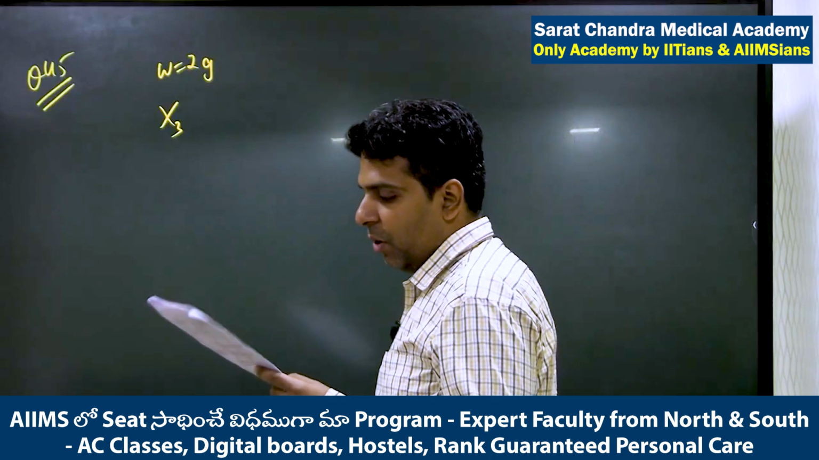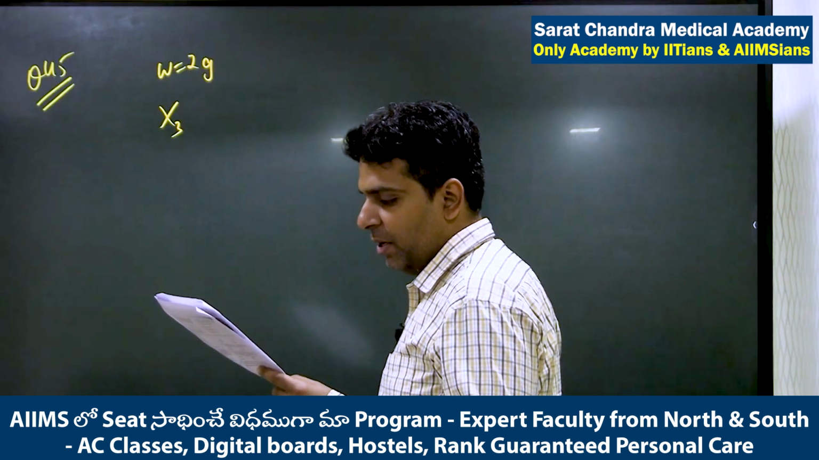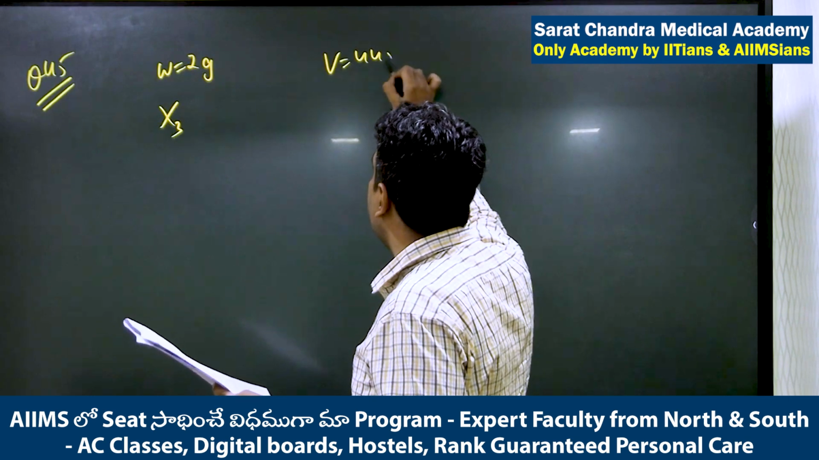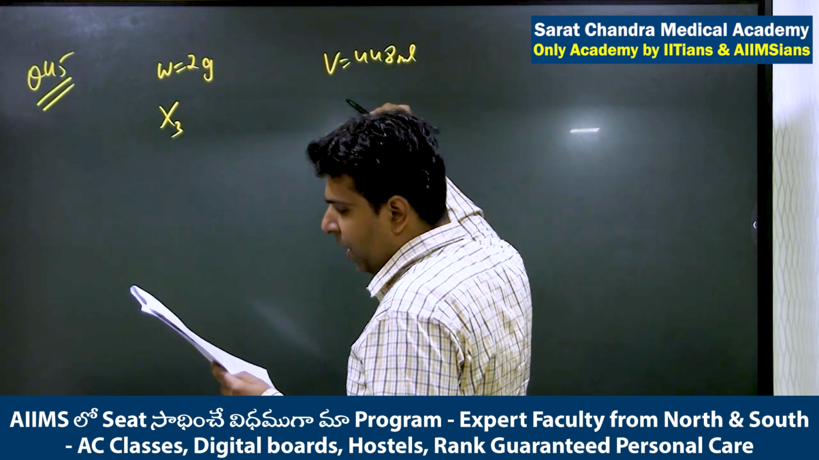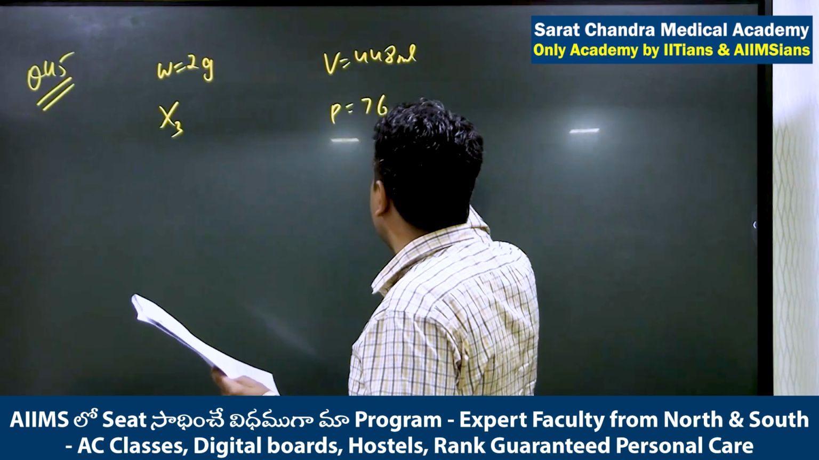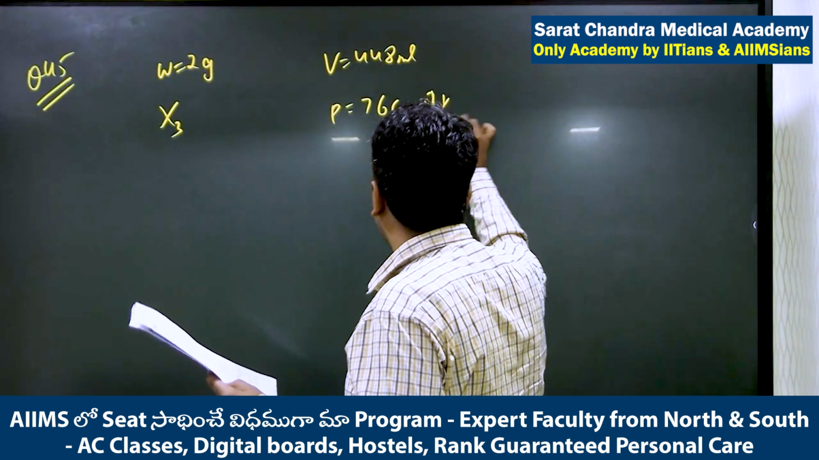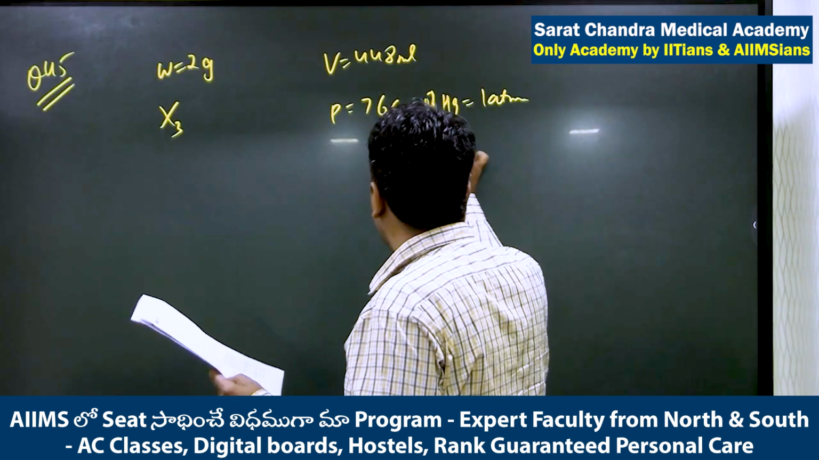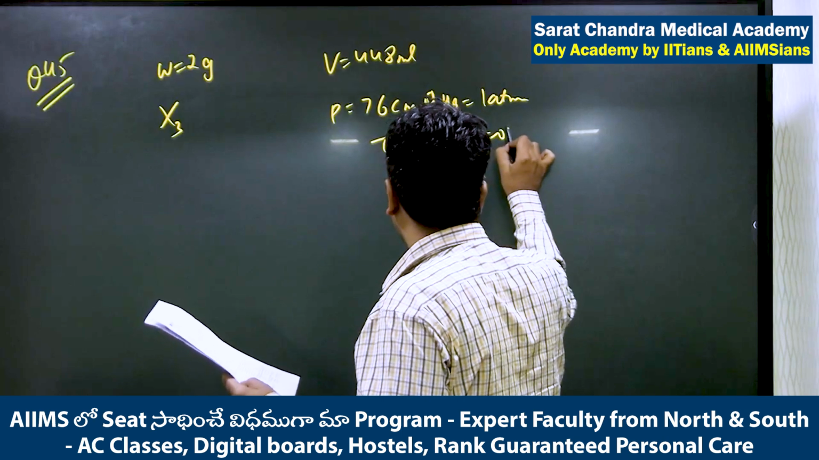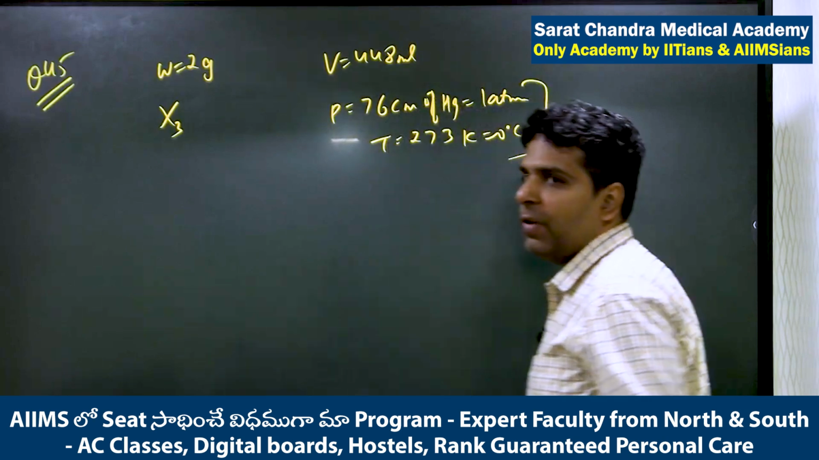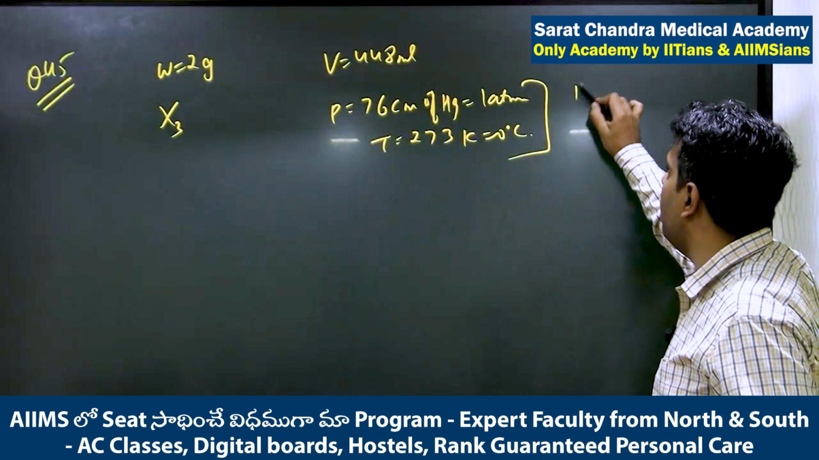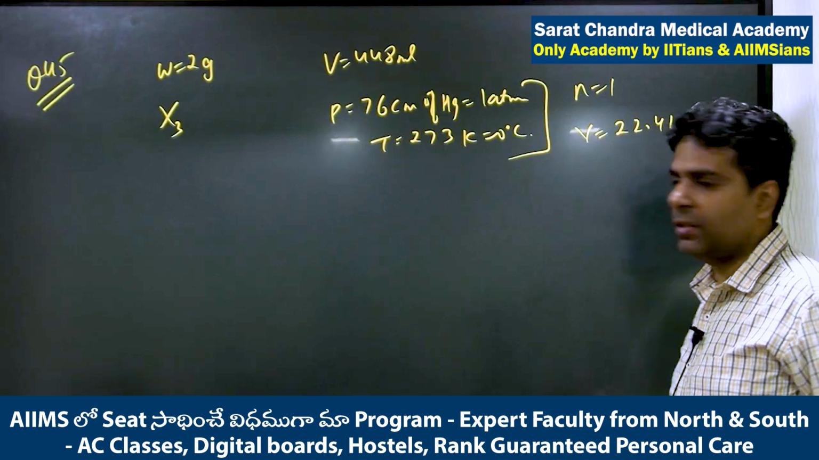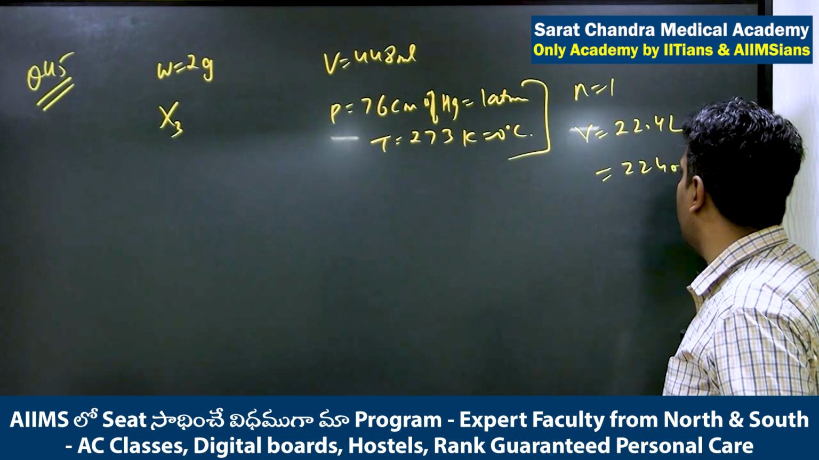So 2 grams of triatomic gaseous element was found to occupy a volume of 448 ml at 76 centimeter of mercury, that is 1 atmosphere, and temperature 273 Kelvin. So at 1 atmosphere and 273 Kelvin, what is the volume of 1 mole of an ideal gas? 22.4 liters. That is 22400 ml.